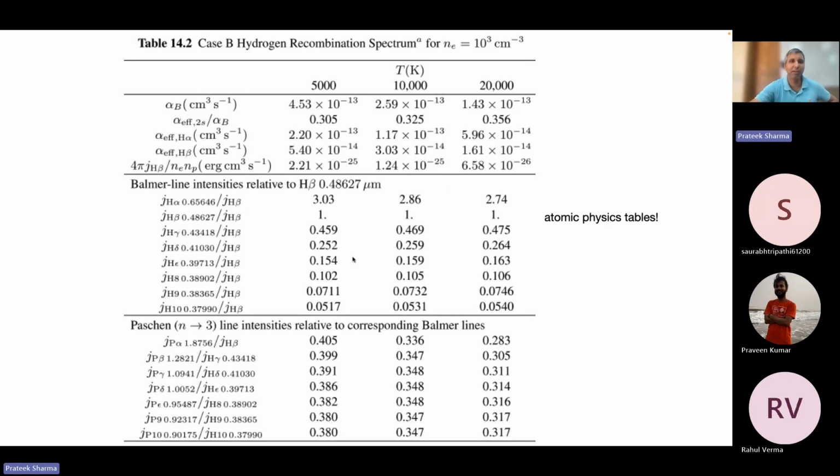Yeah, so that book has a lot of atomic physics tables. And so once you have recombination radiation, this is the intensity of line ratios. So H alpha to H beta at 5000 Kelvin, this is the expected line ratio. If it is just simple recombination, you just populate the high levels and it's just coming down.